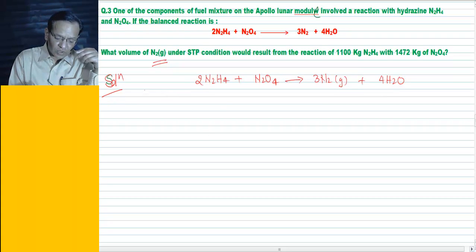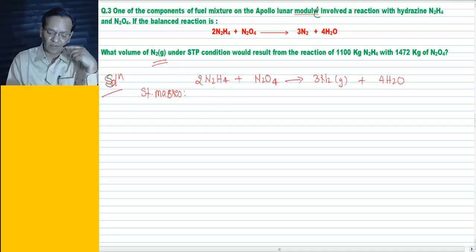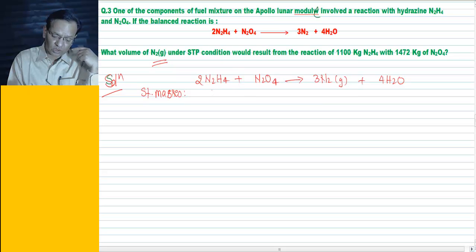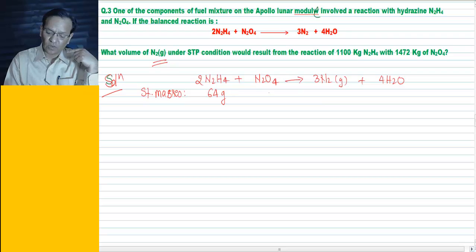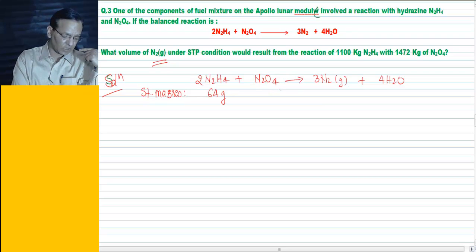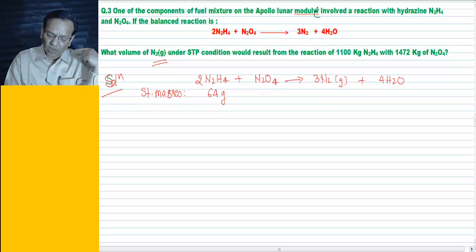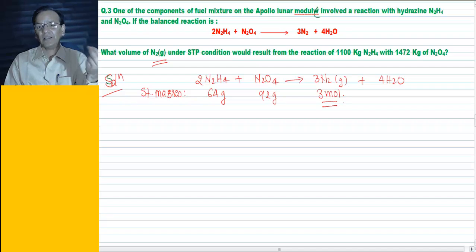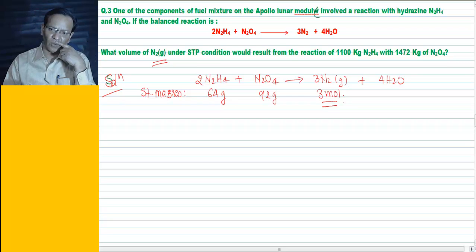So stoichiometric masses are 2 into molar mass of hydrazine, which is 32, so 2 into 32, 64 gram. This one is 28 plus 64, 92 gram. And here we have 3 mole. See, now I am writing mole because at the end we want mole of N2 so that we can calculate the volume at STP.